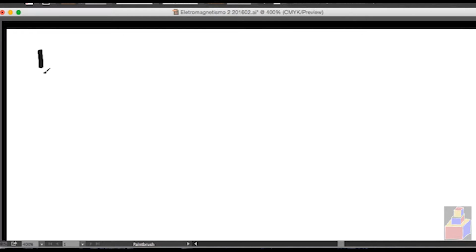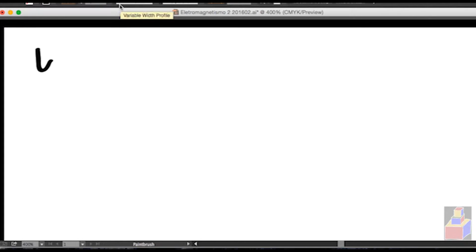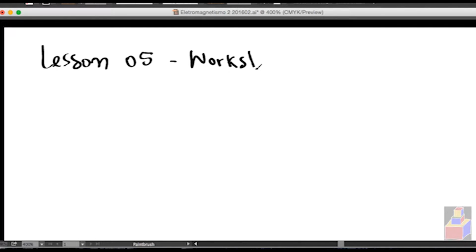Okay, this is lesson 5. This is our assignment number 5, right? Workshop number 5. And our objective in this class is to trace equipotential lines.